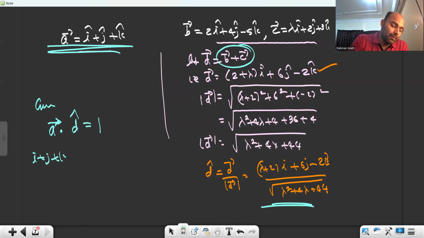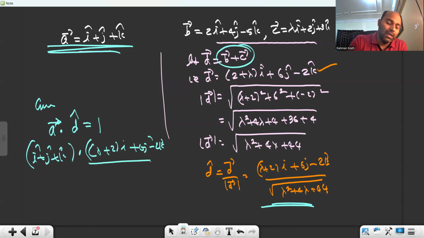What is A? i plus j plus k dot. What is D cap? Lambda plus 2 i plus 6j minus 2k divided by its magnitude, equal to what? 1.